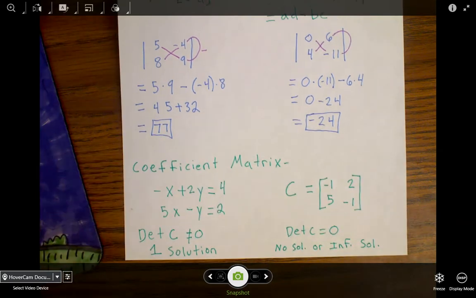And it could be either one. And just by looking at the determinant, we're not going to be able to tell which one of those it is, but it does give us some good information when we start trying to solve. We can know then if our matrix equation is going to be solvable or not.